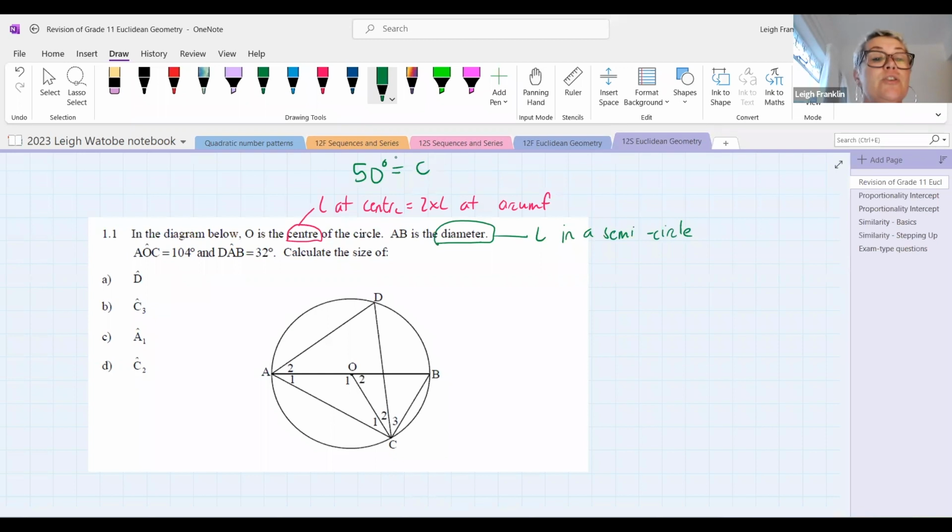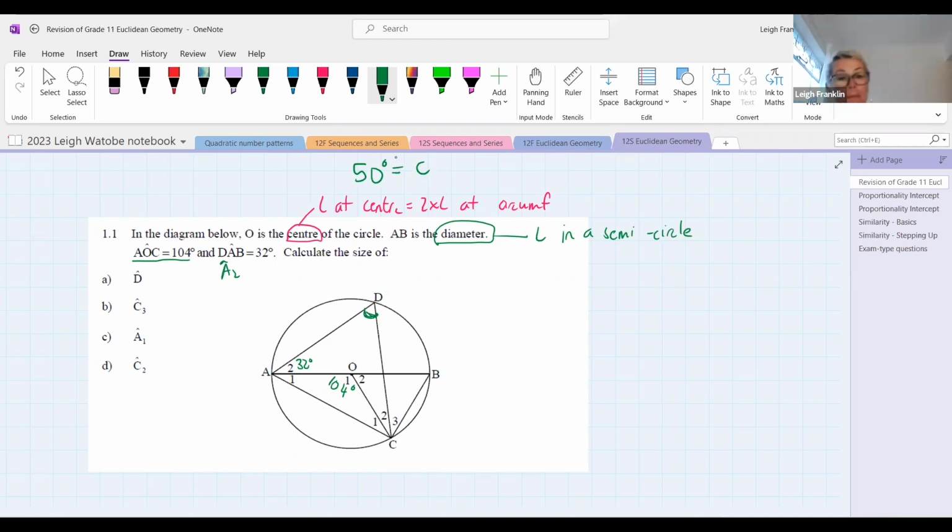The other bit of information we've been given is that AOC is 104. So AOC, that's this angle over here, is 104 degrees. Let's put that in. And DAB, in other words, angle A2, is equal to 32 degrees. So DAB and A2 are the same. Right, the first thing that they want us to do is calculate the size of D. So that is that angle over there.